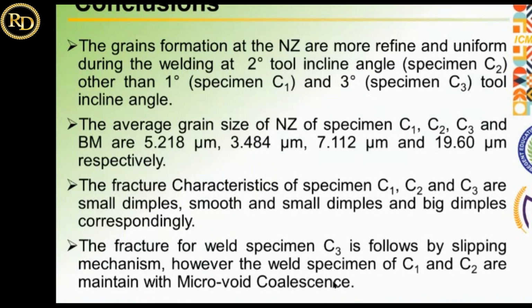The fracture characteristics of specimens C1, C2, C3 are small dimples, smooth and small dimples, and big dimples correspondingly. The fracture for weld specimen C3 is followed by a slipping mechanism. However, the weld specimens C1 and C2 are maintained with microvoid coalescence.